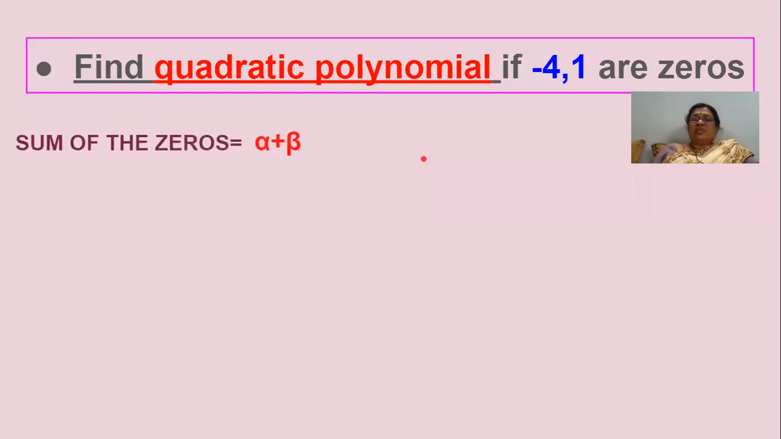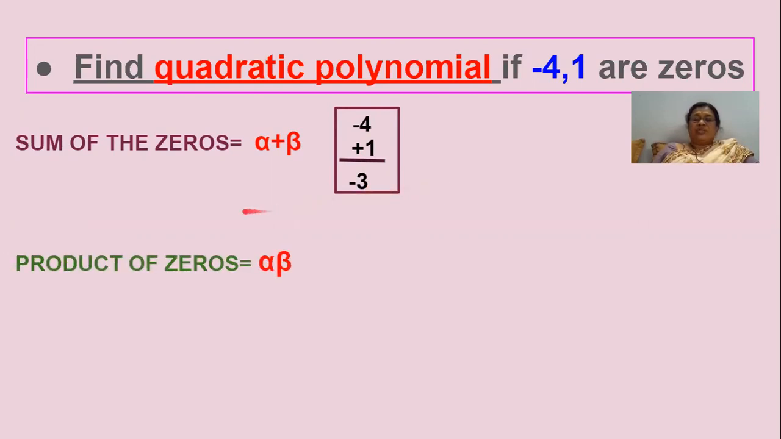You know the zeros are minus 4 and 1. So let us take alpha as minus 4 and beta as 1. When you add the zeros, the sum of the zeros, alpha plus beta, you will get minus 4 plus 1, that is equal to minus 3. When you multiply, that is the product of the zeros, alpha beta, you will get minus 4 into 1, that is equal to minus 4.